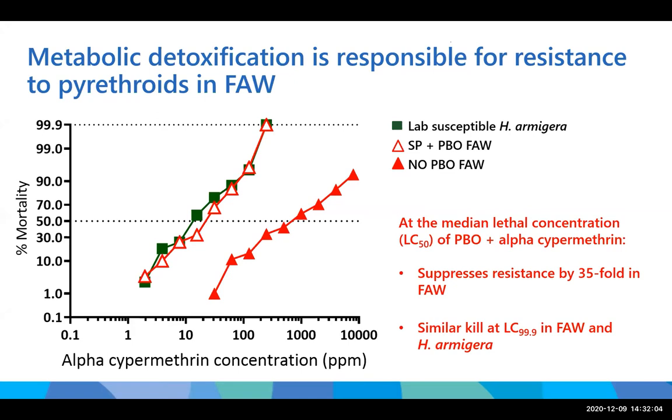And you can see the effect of PBO in this graph here. The solid red triangle shows the dose response for cypermethrin in fall armyworm that I showed you before. And the open triangles is what happens when you add PBO to the cypermethrin. And what you see is that resistance is suppressed by about 35-fold. And so it pushes that whole dose response right back down towards the susceptible baseline. And you also end up with a similar kill to what you see in susceptible Armydra, even at the high end of that dose range.